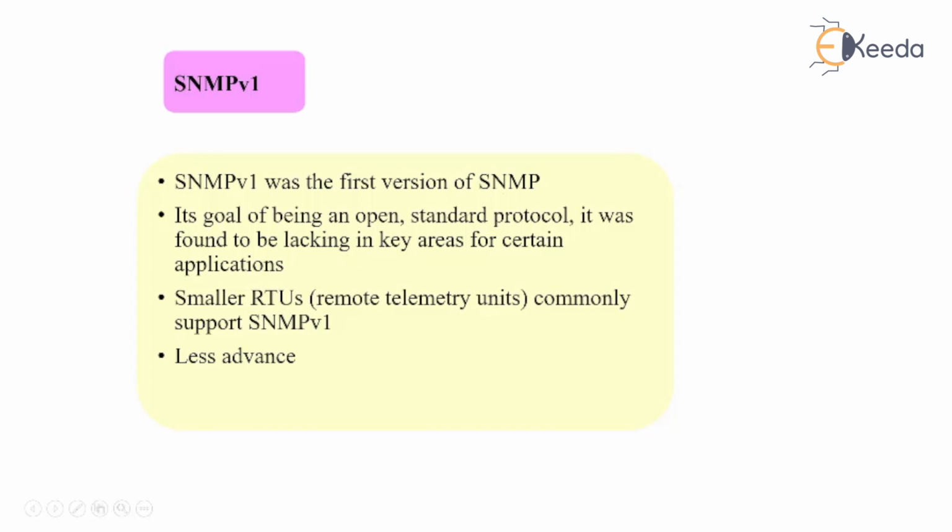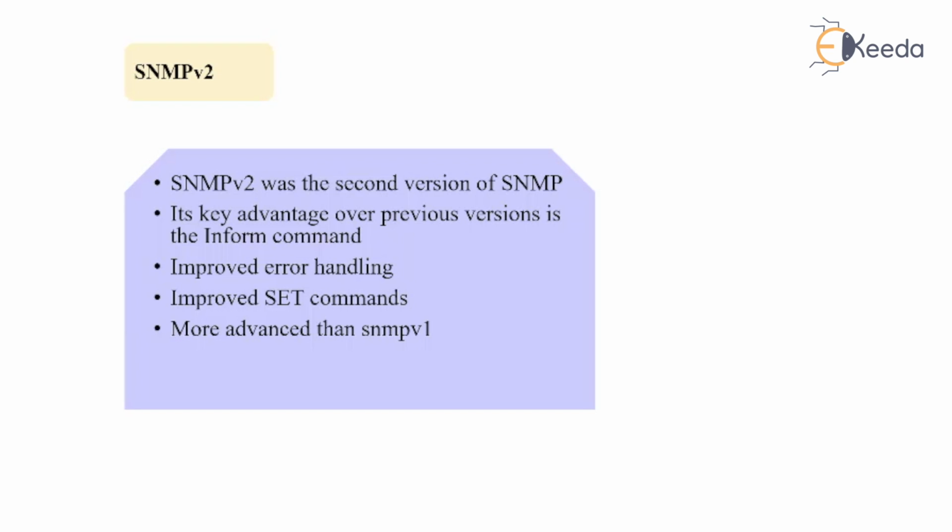Along with this, what we can add in this slide or in the answer which we have already discussed, are the 5 messages or events generated by SNMP V1. We can name all those events, and we can also draw the architecture of SNMP V1 and explain it. Similarly, the features of SNMP V2. SNMP V2 was the second version of SNMP. Its key advantage over the previous version is the inform command and improved error handling.